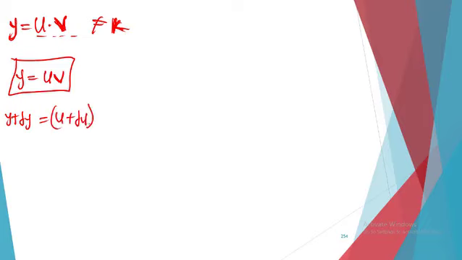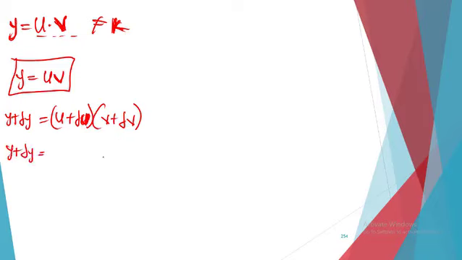U times v. So we have to differentiate this with respect to x. So if we start, therefore, we have y plus dy equal to u plus du, where du is the change in u, times v plus dv, where dv is the change in v. Okay, so let us now start.